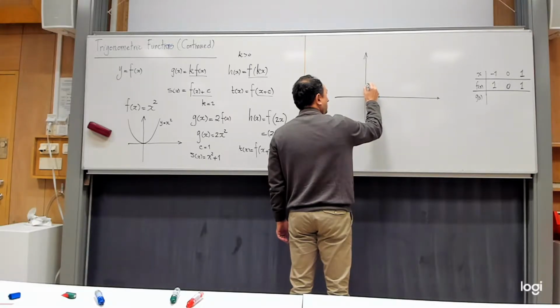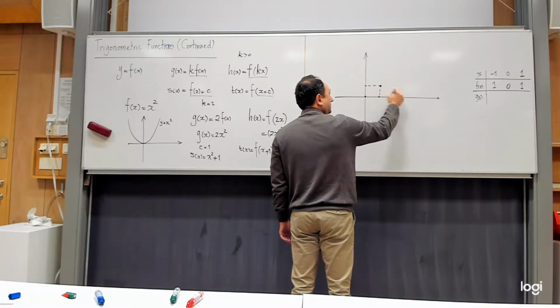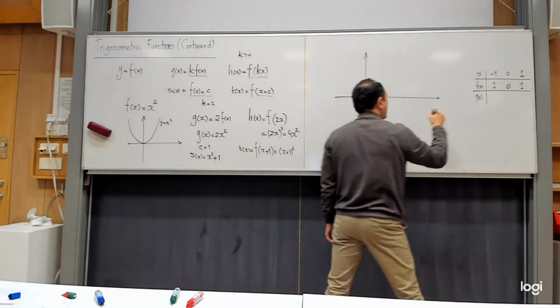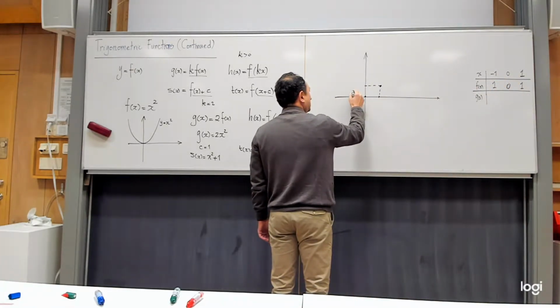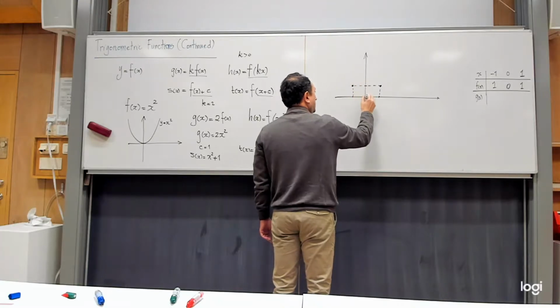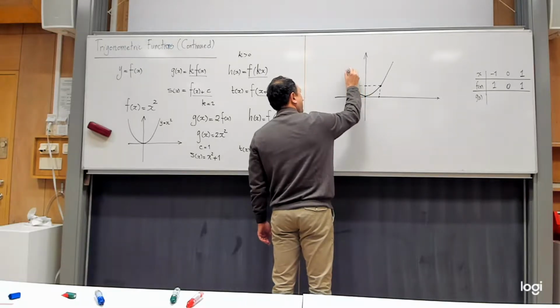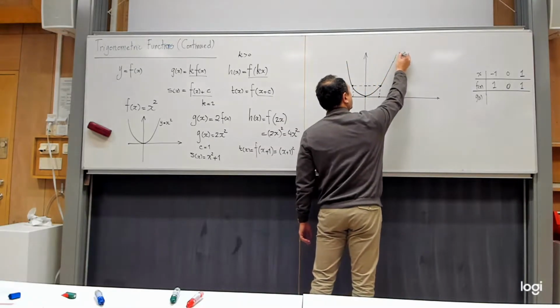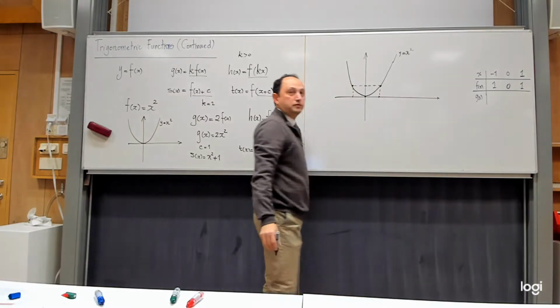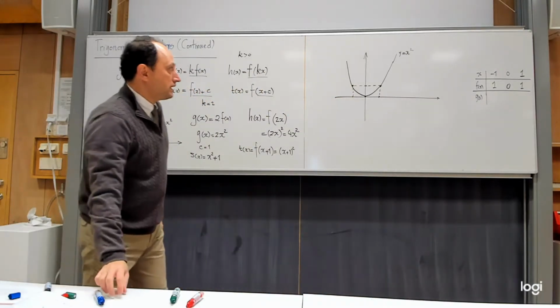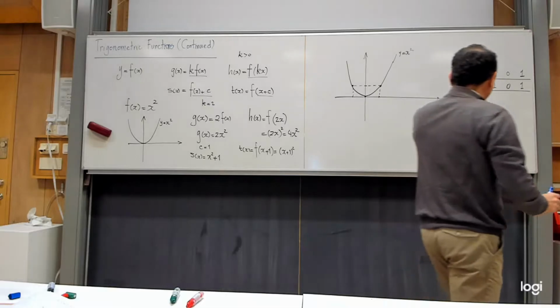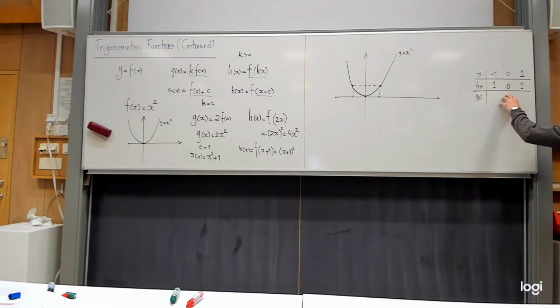This point is 1 and 1. And this point minus 1 and 1 is here. Yes? And then if I connect these 3 points, this is my parabola. If I want to write something on top of that, this is the graph of this function. Okay, now let us see what happens for g. This understanding is good, because this is just a special case of function. So if I want to do the same thing with g, what will happen?